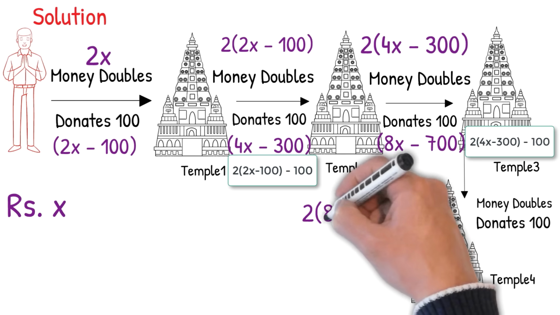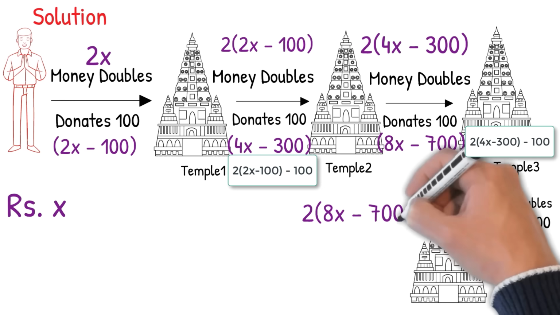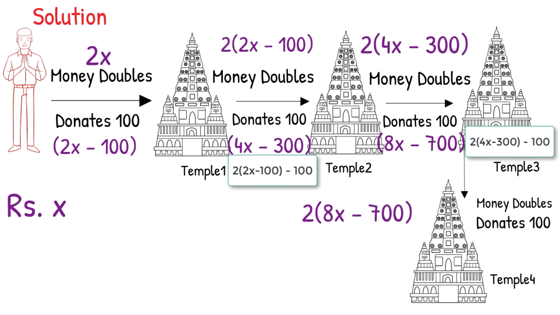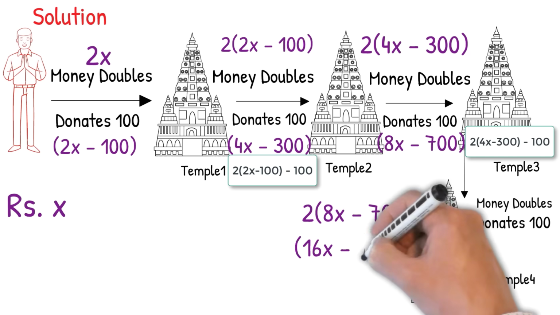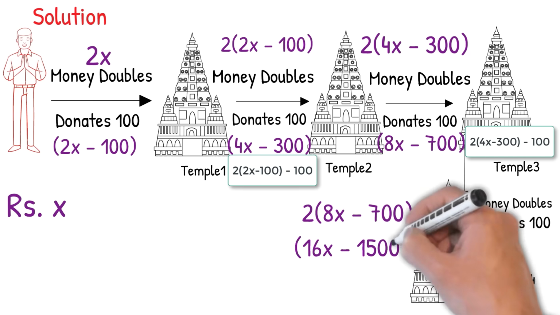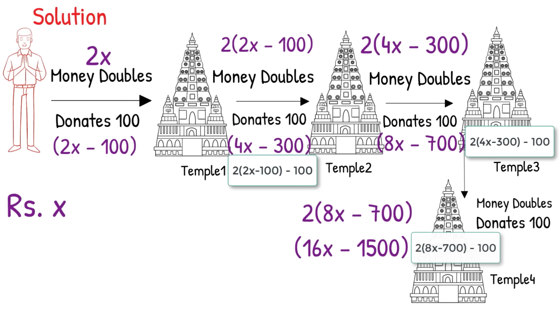So in fourth temple, as soon as he enters the temple, his money is again doubled to 2 into (8x minus 700). We already know that 8x minus 700 is the money left before visiting the fourth temple. On his way out, he donates another ₹100 and he is left with ₹16x minus 1500.